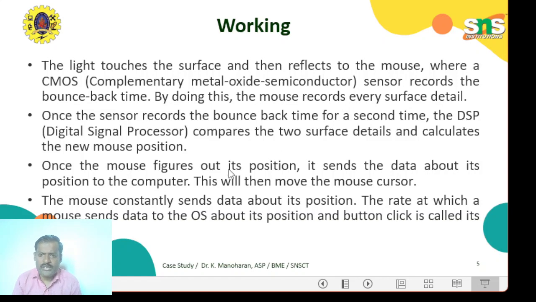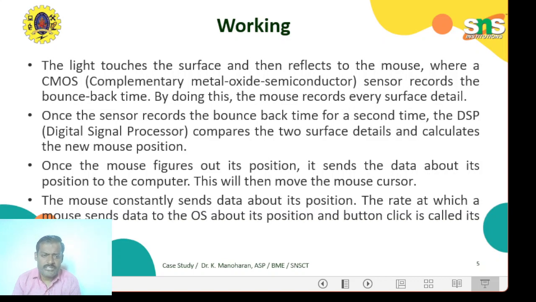Normally we are not sending the X or Y position of the mouse. The only thing we send is the difference between the previous position and the current position, whether it increments to the left or right, or up or down. This information is recorded by the digital signal processor, and that information is sent to the system. Once the mouse figures out its position, it sends the data about its position to the computer. This moves the mouse cursor. The mouse constantly sends its position data.